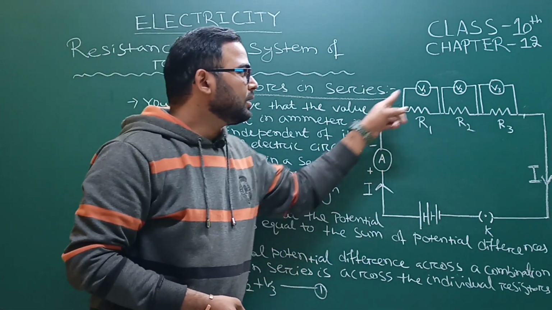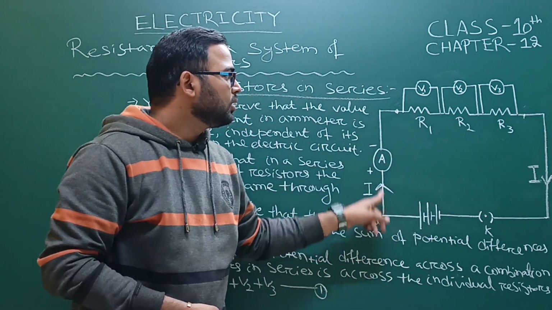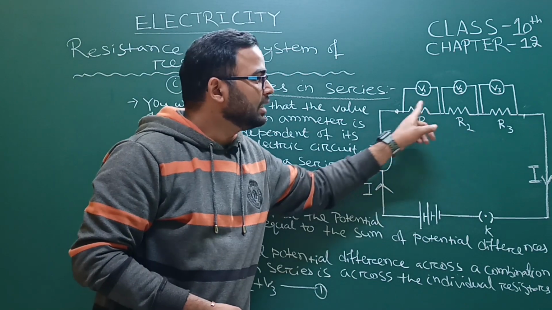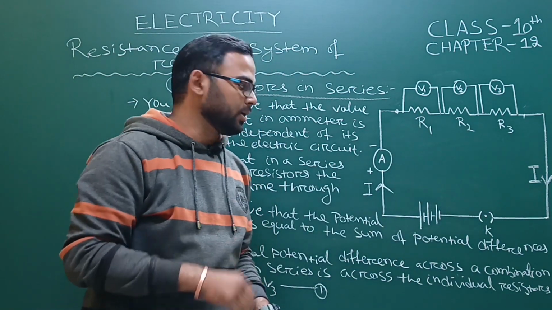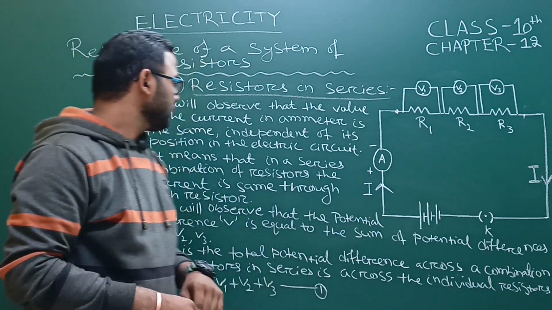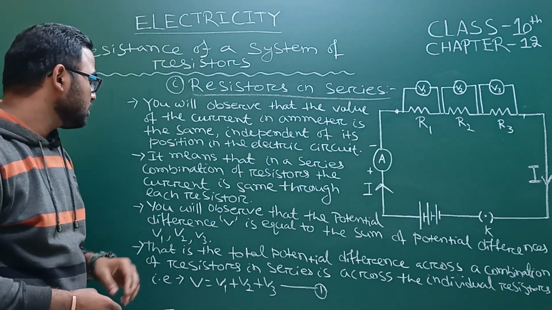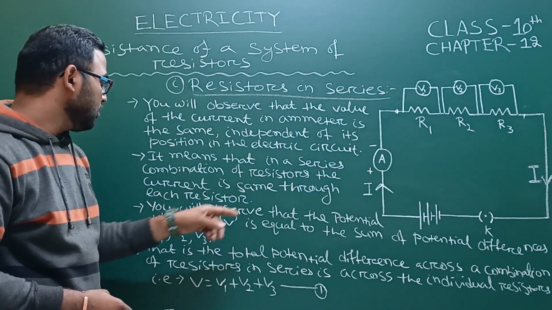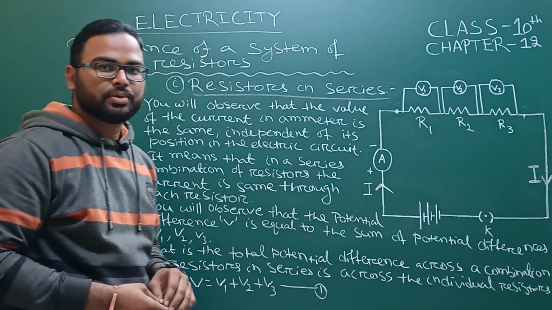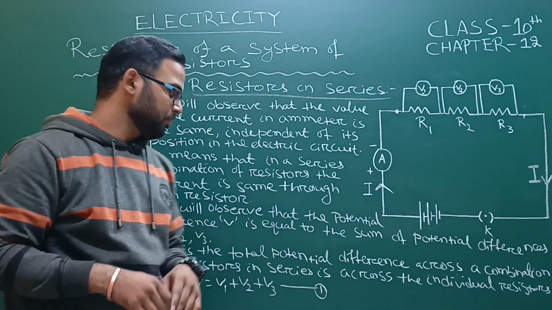So the current flowing in this circuit will be the same. Through each resistor the current is I. We are flowing an amount of current I. It means that in a series combination of resistors, the current is the same through each resistor.